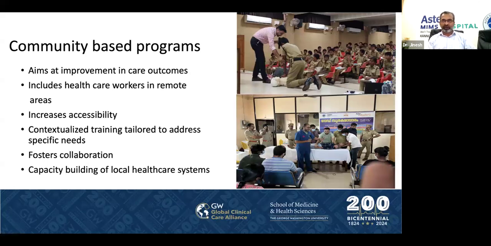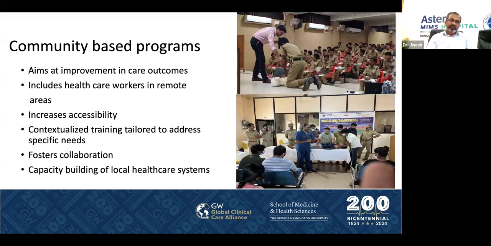Even in the local hospitals, we train the doctors, the junior doctors, in the emergency care so that they can do something at the ground level itself. And we have also increased the accessibility of the people to emergency care by training the remote care hospitals. And the trainings are basically tailor-made to address the specific needs. For example, if you're training a nurse in the periphery, they are trained to do the necessary things like life-saving things, etc.